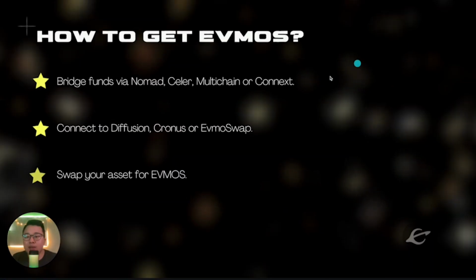Okay, next up, how do you get into EVMOS? You can get EVMOS by bridging your funds via Nomad, Celer, Multichain, or Connext. Nomad is more like their official bridge because that's the one that has been promoted by the EVMOS team itself. And then once you have EVMOS, you can connect to Diffusion, Kronos, or EVMOS Swap in order to swap your EVMOS into other assets, and you can do yield farming with them.